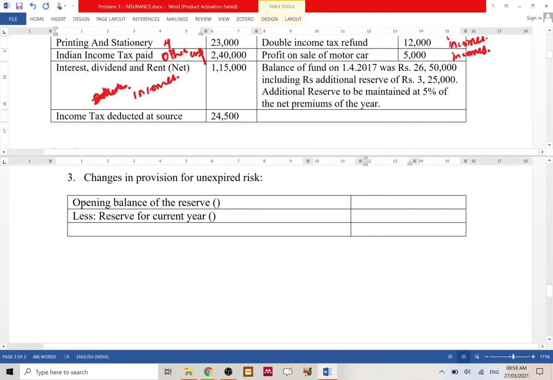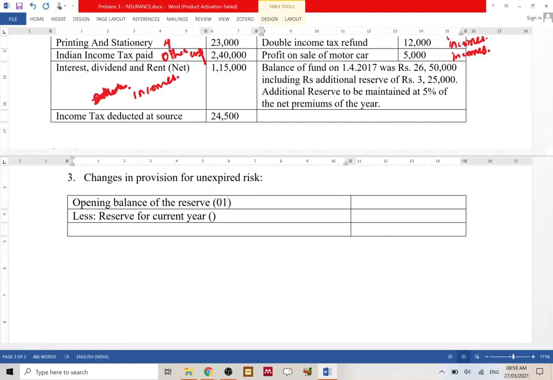Okay, let's see. Now you need two things: opening balance of the provision and what is the reserve for the current year. Let's see what is given. The balance of fund on 1st of April 2017, they are saying was rupees 26 lakh 50,000. That means opening balance as of 1st April 2017, right? And the amount was 26 lakh 50,000.